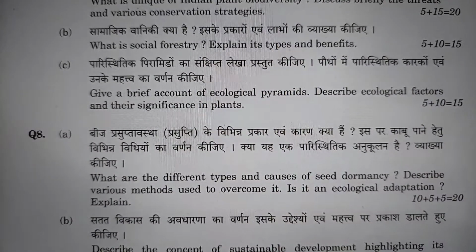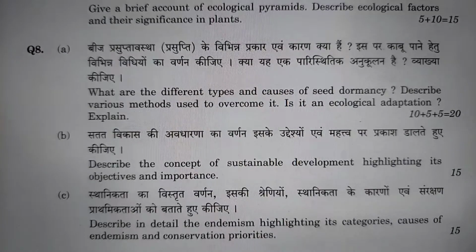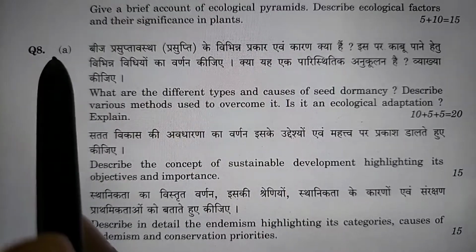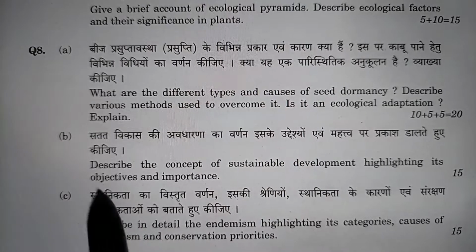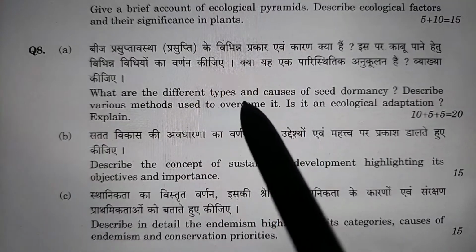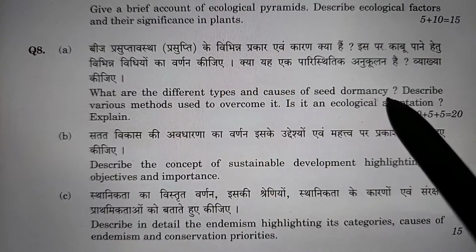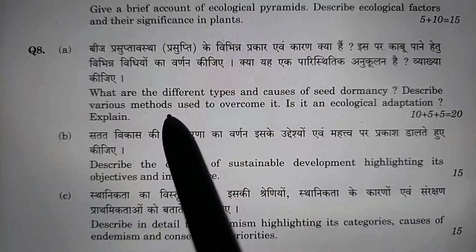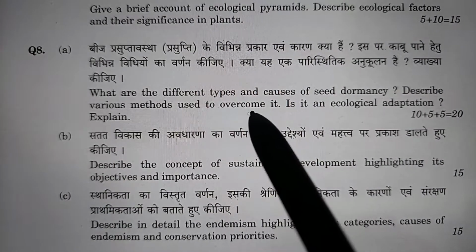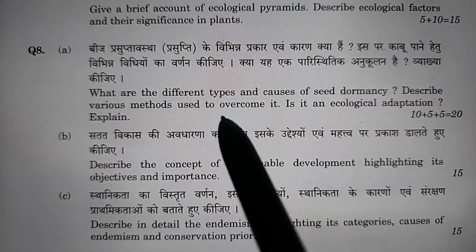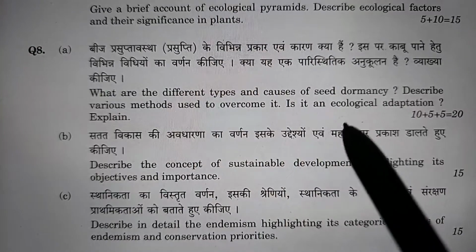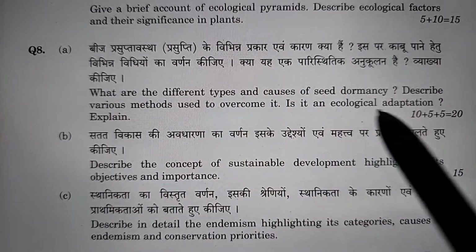So this is question number 8. This one is also having 3 options, A, B and C. Question number 8, option A is what are the different types and causes of seed dormancy? Describe various methods used to overcome it. Is it an ecological adaptation?